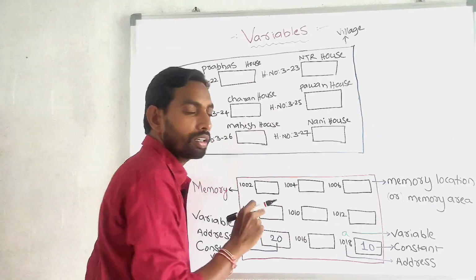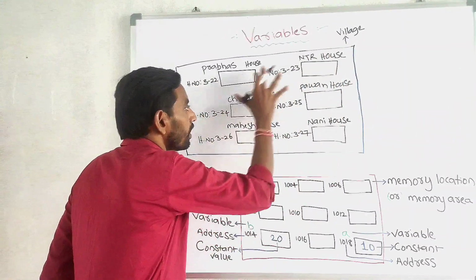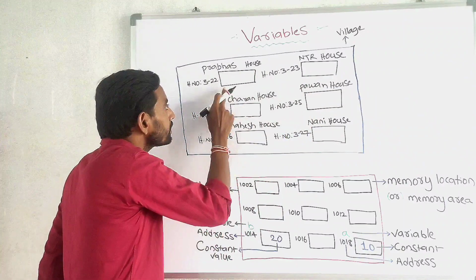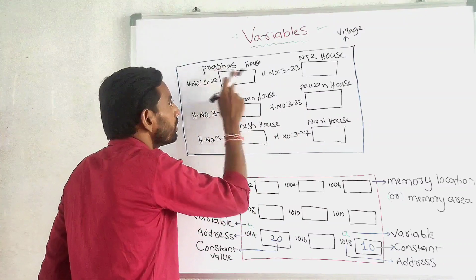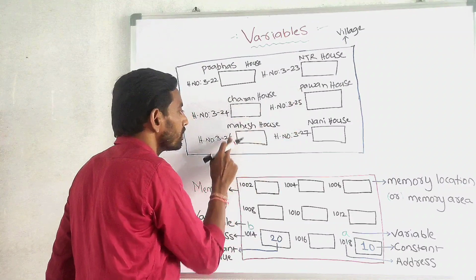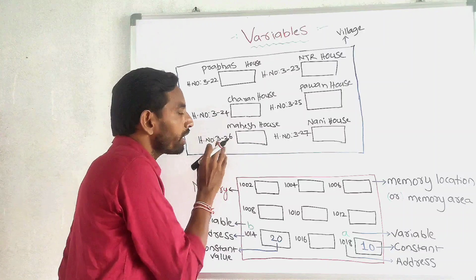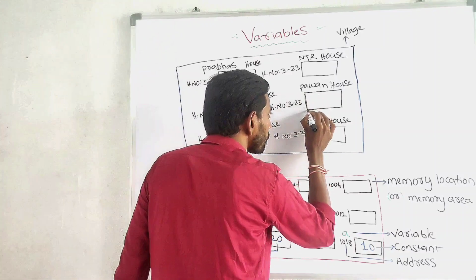For example, I am taking a village. In this village there are a lot of houses. Each house has a house number and a house name. I am taking one of the houses.